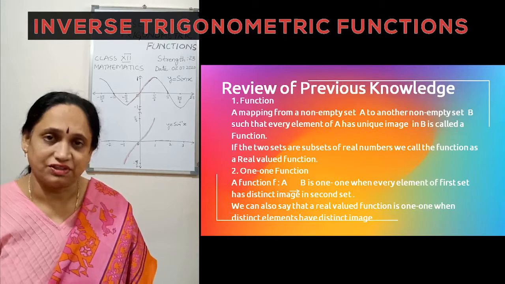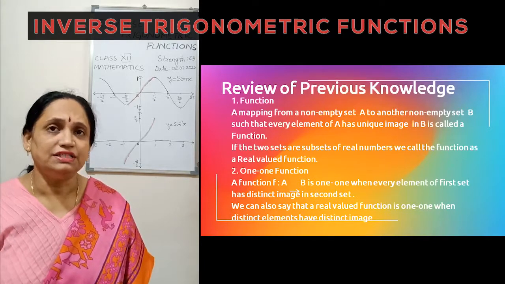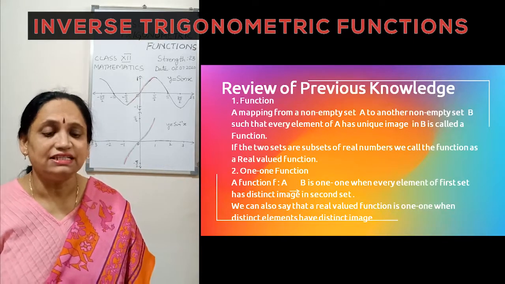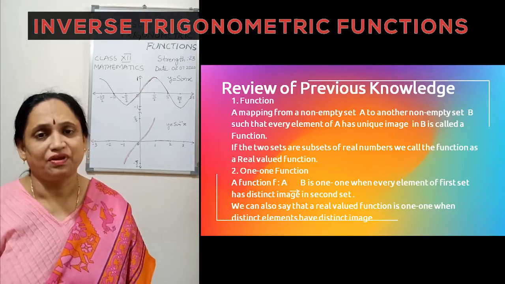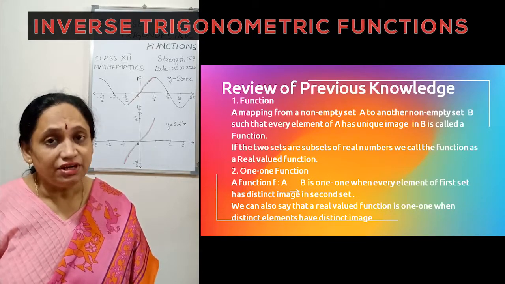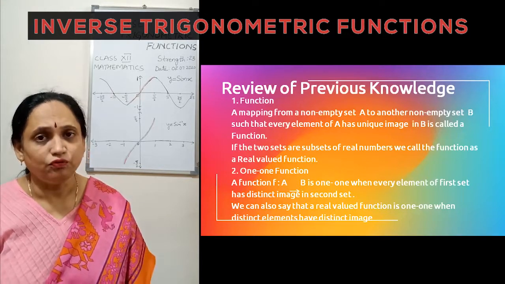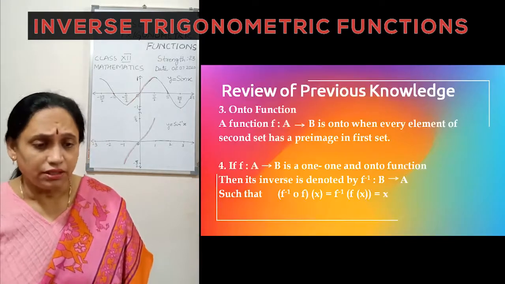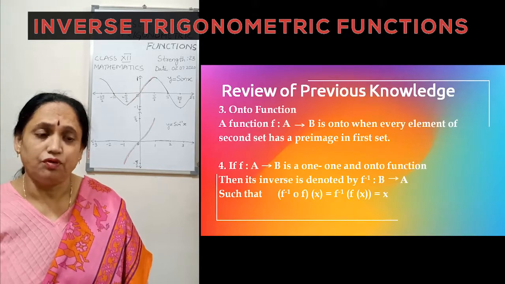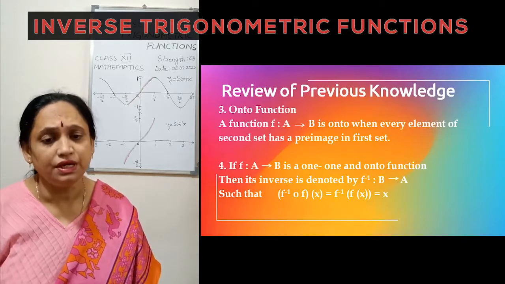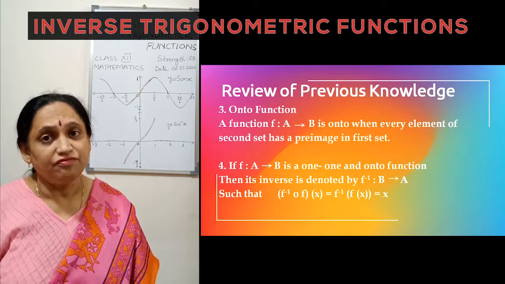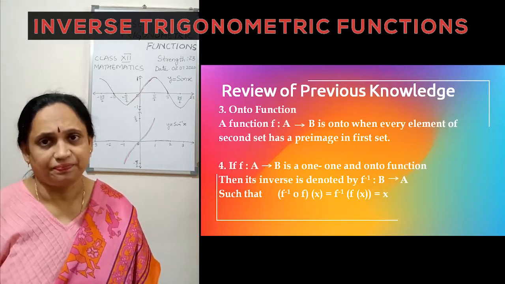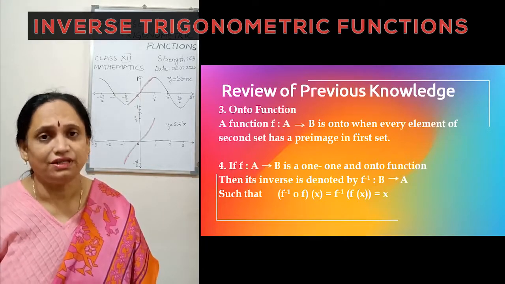Then what is a 1-1 function? A 1-1 function is a mapping from A to B, and every element of the first set has a distinct image in the second set. We can also say that a real valued function is 1-1 when distinct elements have distinct images. Then, what is an onto function? An onto function f, mapping from A to B, is defined as every element of the second set has a pre-image in the first set. Again, our functions are all real valued functions.